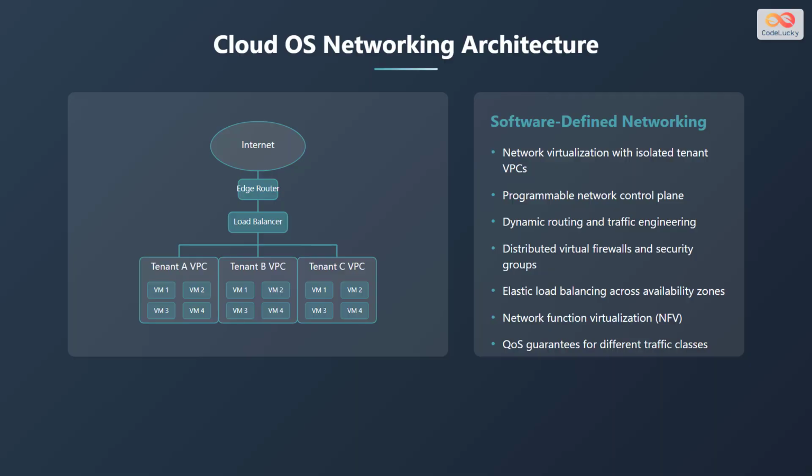Now, let's delve into cloud operating system networking architecture. Here we have software-defined networking, which includes network virtualization with isolated tenant virtual private clouds, programmable network control plane, dynamic routing and traffic engineering, distributed virtual firewalls and security groups, elastic load balancing across availability zones, network function virtualization, and quality of service guarantees for different traffic classes. A typical networking architecture involves the internet, edge routers, load balancers, and virtual networks for different tenants.